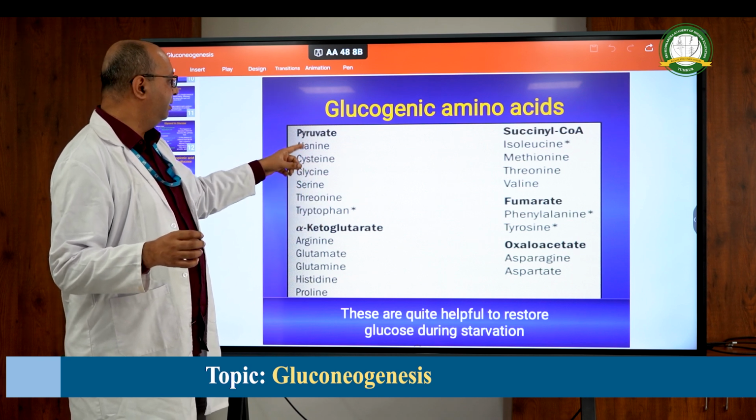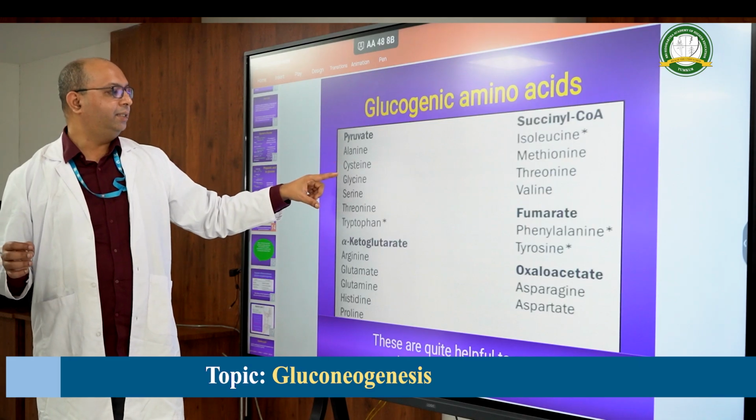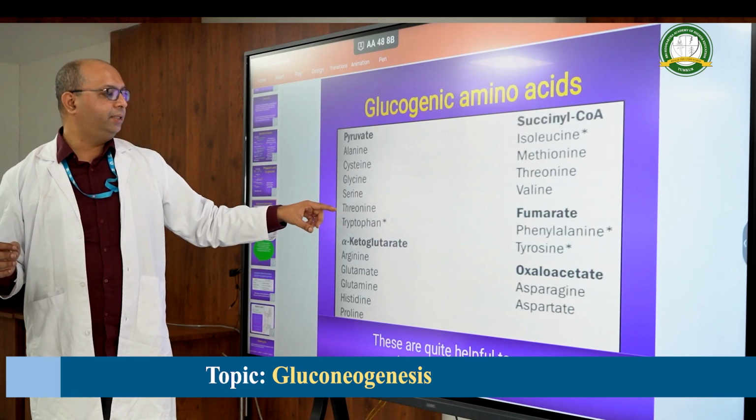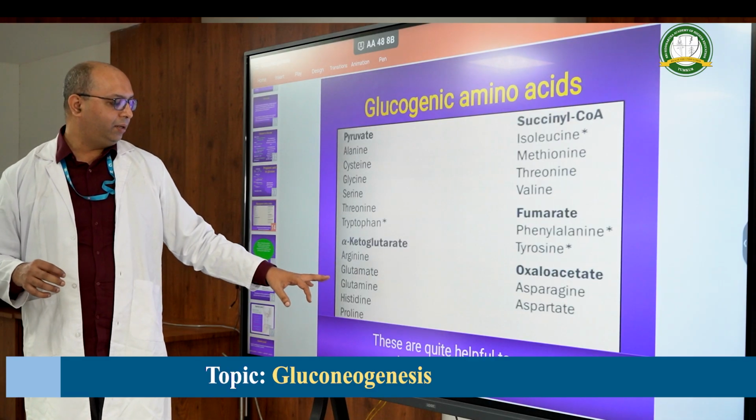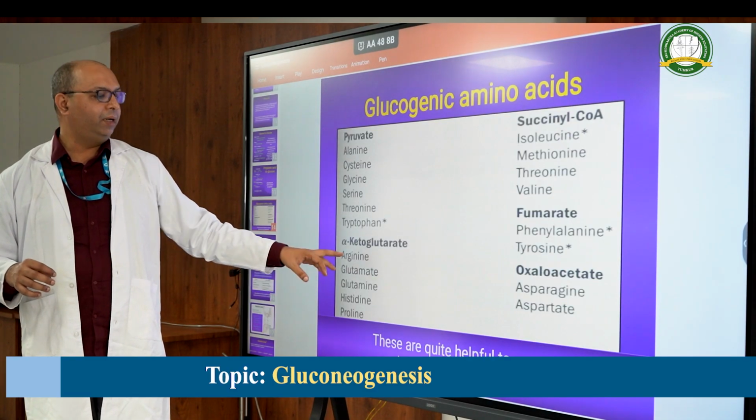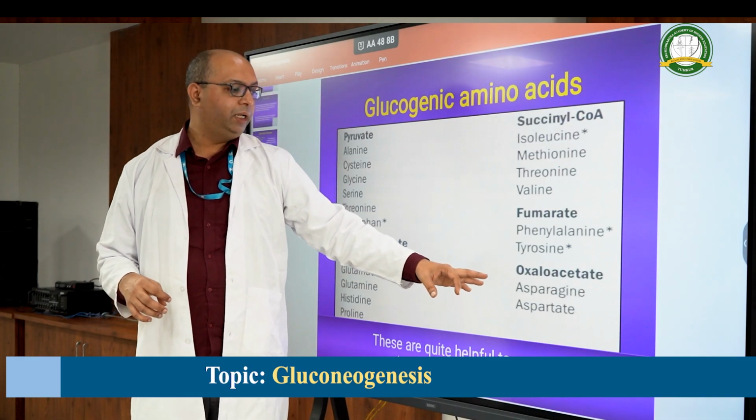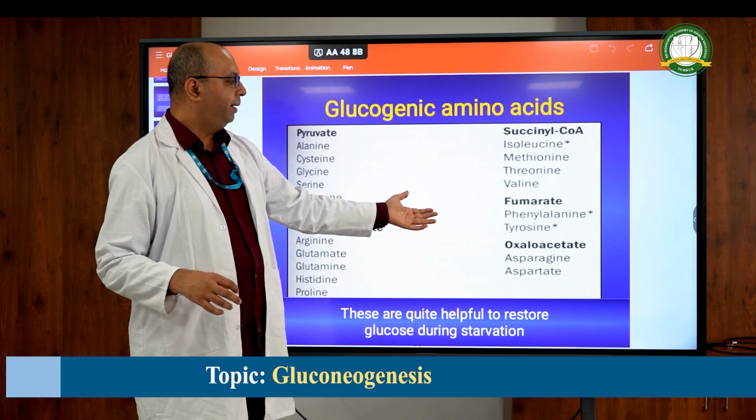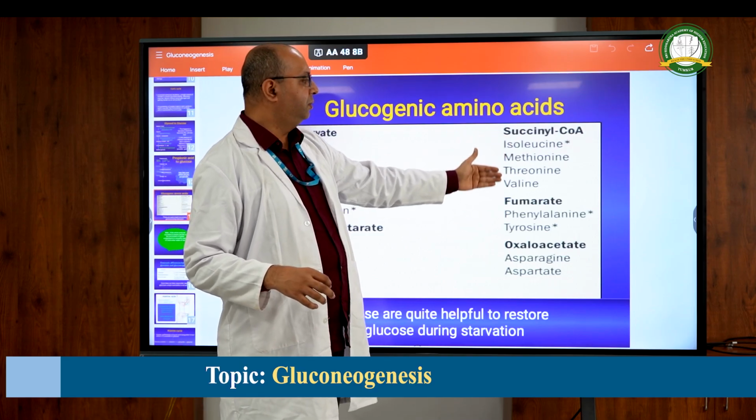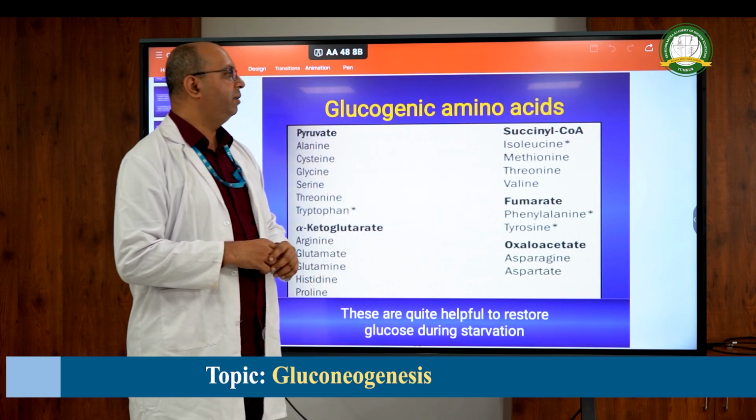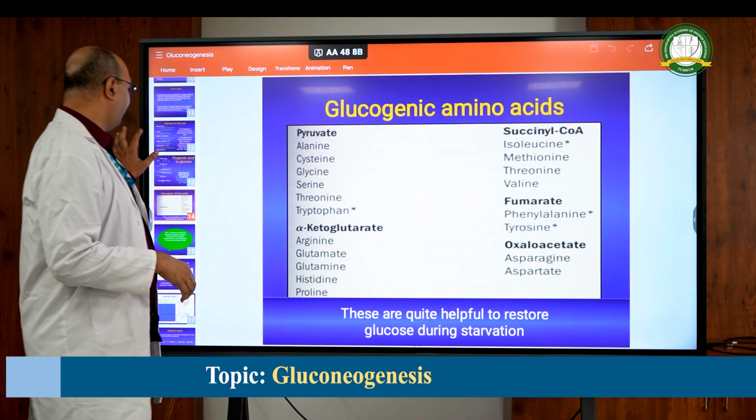These amino acids will give rise to pyruvate: alanine, cysteine, glycine, serine, threonine, tryptophan. Arginine, glutamate, histidine, proline will give rise to alpha ketoglutarate. Aspartate, asparagine will give rise to oxaloacetate, and phenylalanine, tyrosine will form fumarate. Isoleucine, methionine, threonine and valine will give rise to succinyl coenzyme A. This I have already explained in the diagram.